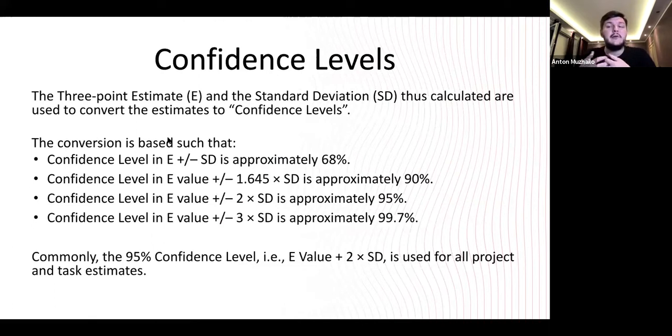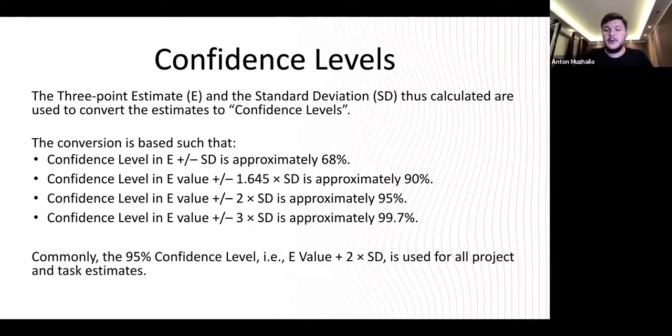So confidence level is like the confidence that this standard deviation amount will be enough for your real value. So for example, if you put your estimate plus minus 1 standard deviation, it will be like 68% probability that the real number will fall into this range. If there will be 1.645 of standard deviation, approximately 90% probability that the real number will fall into this range. So normally people use 95% confidence level, which means you should always take twice standard deviation, used for many projects and task estimates. I do it in this way, like always do 2 standard deviations.